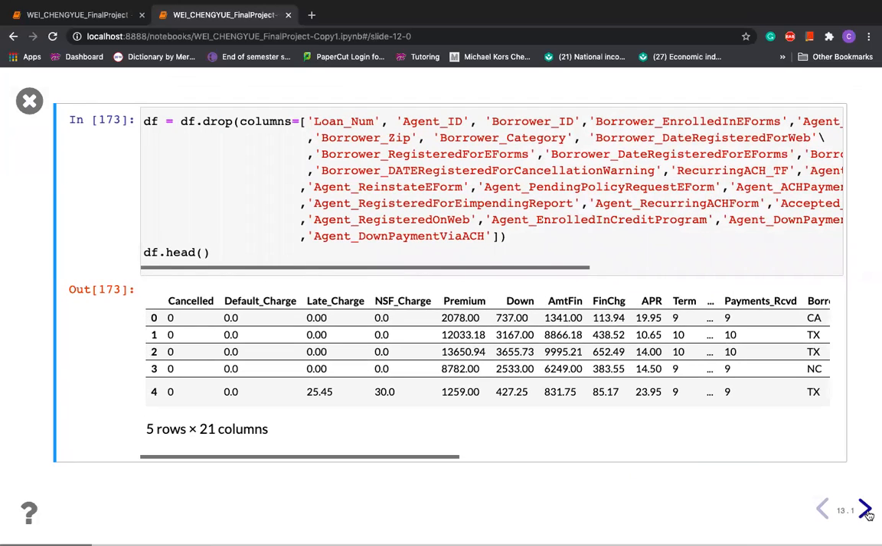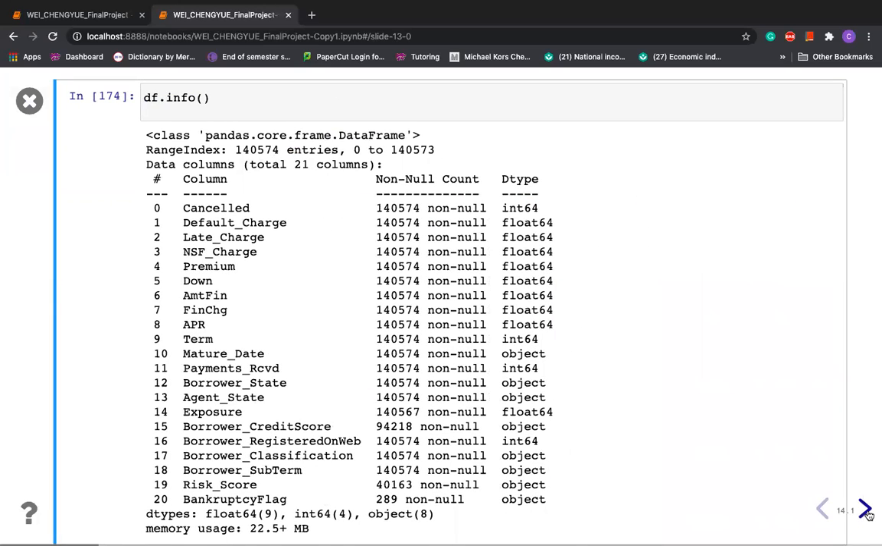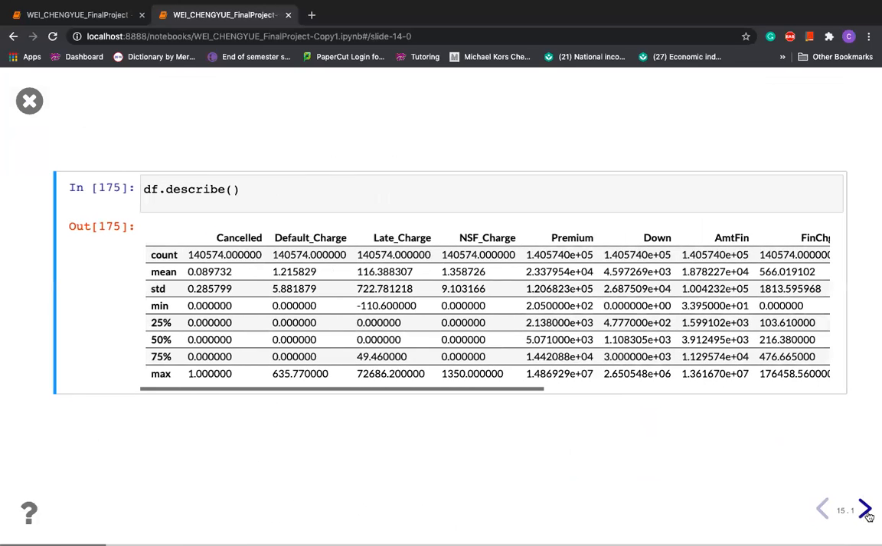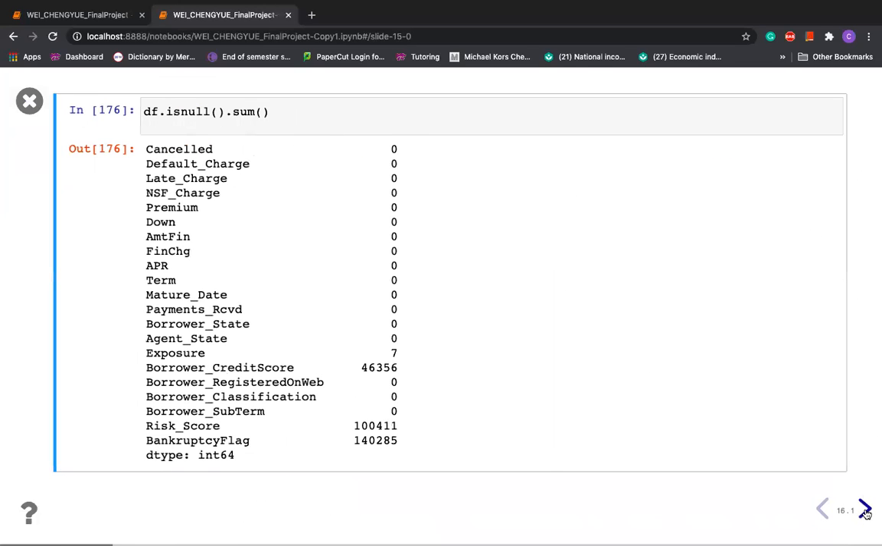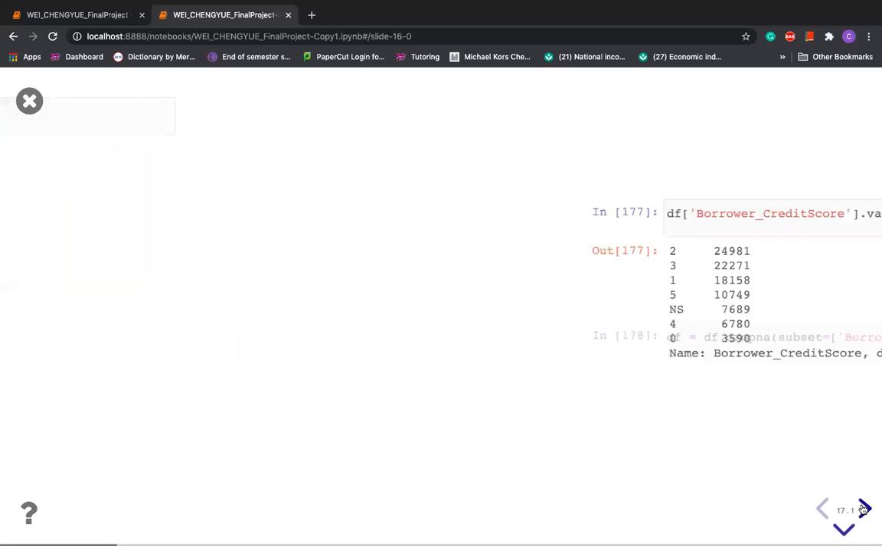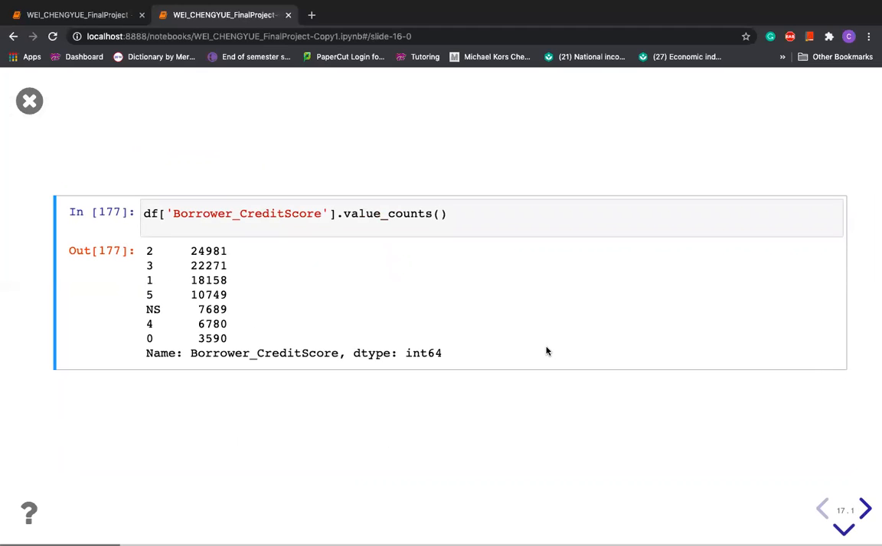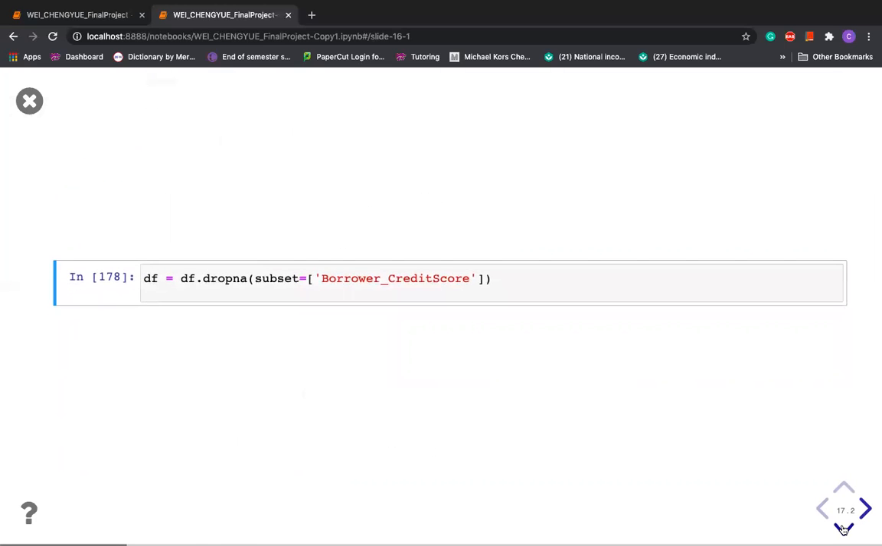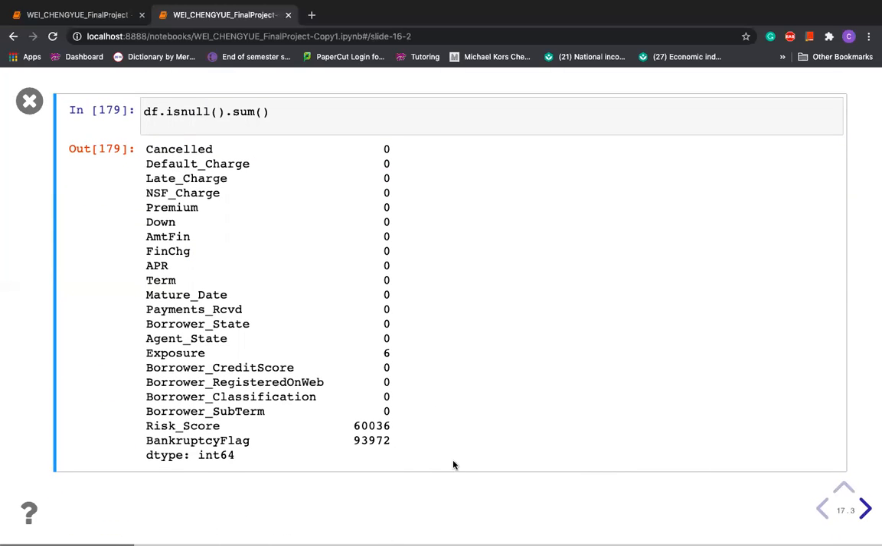So we're going to process the data here. We drop a lot of columns we are not going to use, and then we check the information about the data. We can tell we have some missing data. Exposure is missing 7 values, and browser credit score is missing about 46,000 values. So we're going to handle them. First, we handle the browser credit score. We found there are 7,689 rows with missing data, so we just drop them off, and then we look at how much data we are still missing.